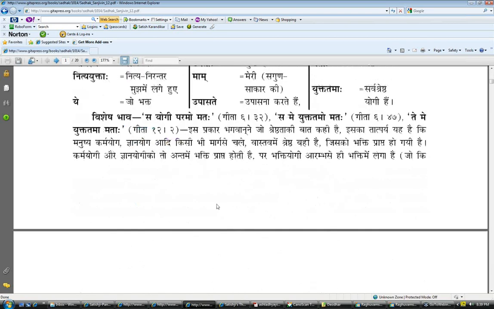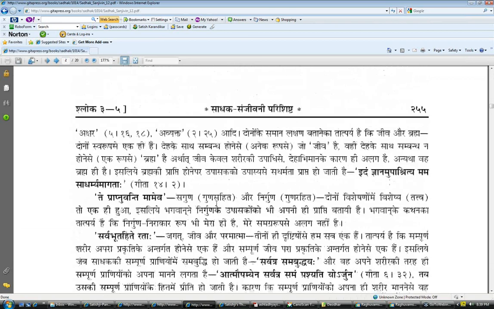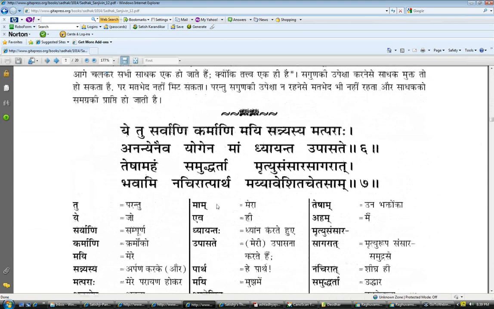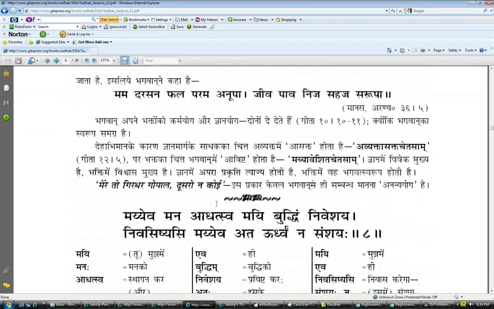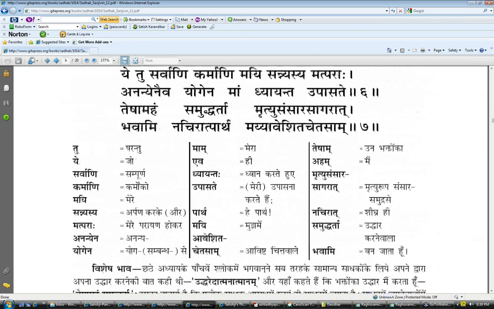So a little bit below it comes here. Mayyeva mana adhatsva mayi buddhim, right below that, right above that shloka. Okay, here it is. Mayyaveshya, aveshita. This aveshita is Gita 12.7. For those who have made their mind enter into me, for them I quickly lift them up from the ocean of samsara. Okay, anyway, so that's aveshita in the Gita.